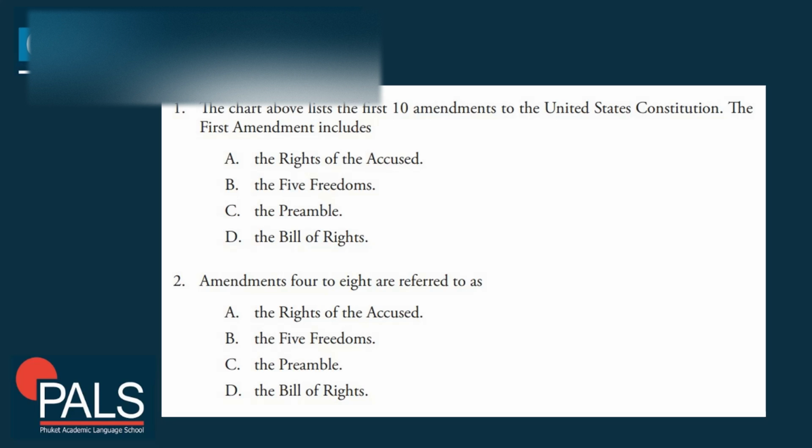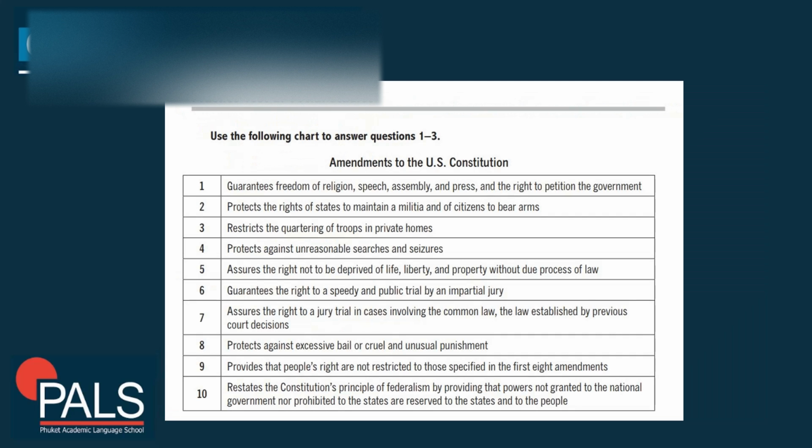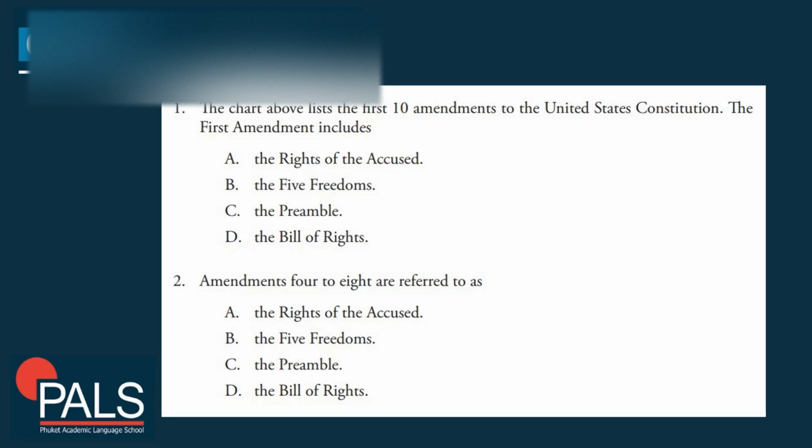The 5 freedoms. B. If we look at the First Amendment, we have the freedom of religion, speech, assembly, press, and the right to petition the government. Those are clearly 5 freedoms. That seems like the likely answer, but let's look at C and D anyway. C, the preamble. If you've done any of the studies for civics or history, you know that the preamble is not within the 10 amendments in the Bill of Rights. And D, the Bill of Rights. Yes, it is the Bill of Rights, but the whole thing is the Bill of Rights, so this doesn't make sense either. The best answer is B, the 5 freedoms.